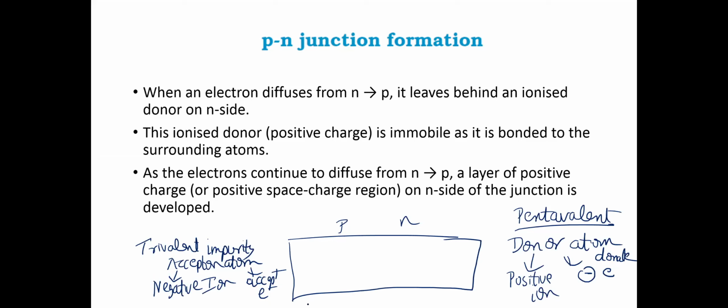Now when the holes go from the P region to the N region, what's going to happen is that all these negative ions are going to be uncovered. What do you mean by uncovered?